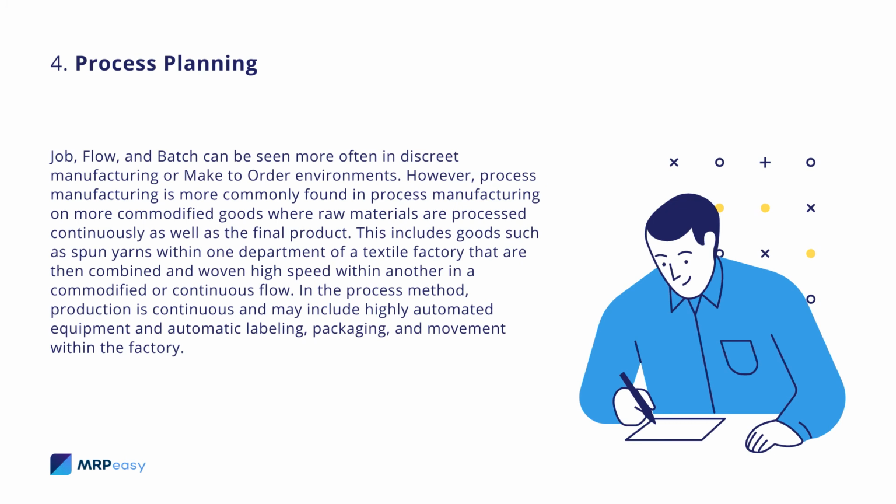4. Process planning. Job, flow, and batch can be seen more often in discrete manufacturing or make-to-order environments. However, process manufacturing is more commonly found on more commodified goods where raw materials are processed continuously, as well as the final product. This includes goods such as spun yarns within one department of a textile factory that are then combined and woven at high speed within another in a commodified or continuous flow. In the process method, production is continuous and may include highly automated equipment and automatic labeling, packaging, and movement within the factory.